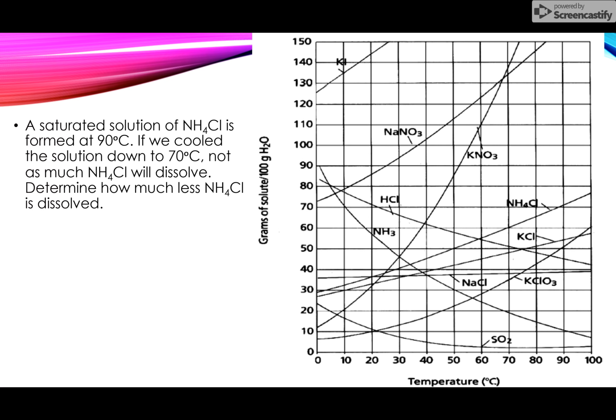Next question, a saturated solution of NH4Cl, so let's find that line, is formed at 90 degrees Celsius. If we cool the solution down to 70, not as much will dissolve. Determine how much less will dissolve. Well, okay, let's figure it out. At 90 degrees Celsius, we're right here, which means about 70 grams can dissolve. But at 70 degrees Celsius, we're right here, which means about 60 grams can dissolve.